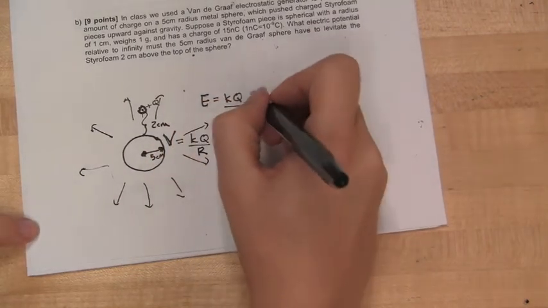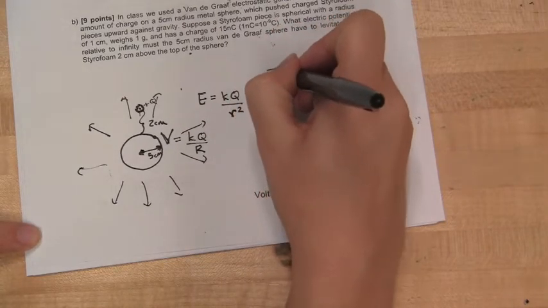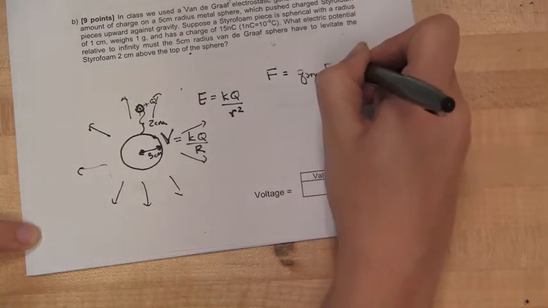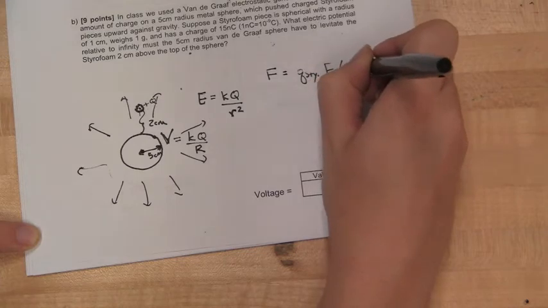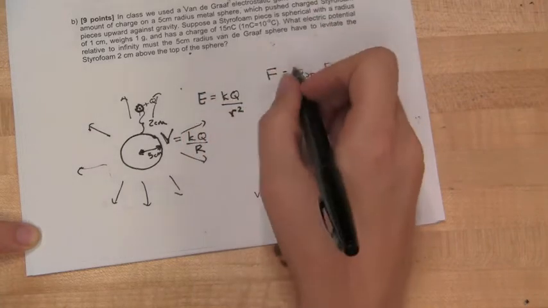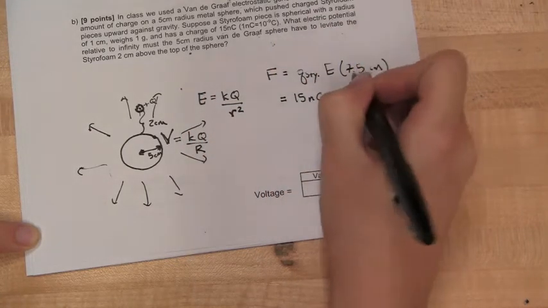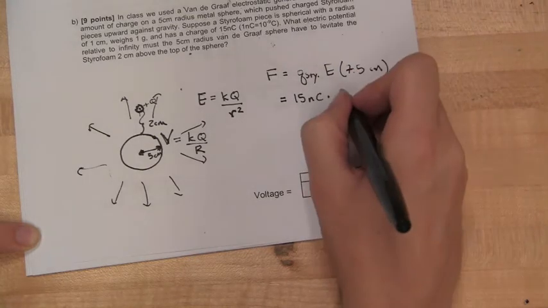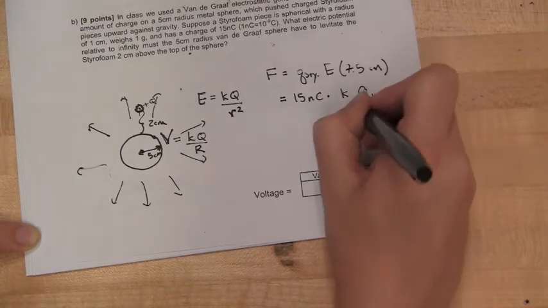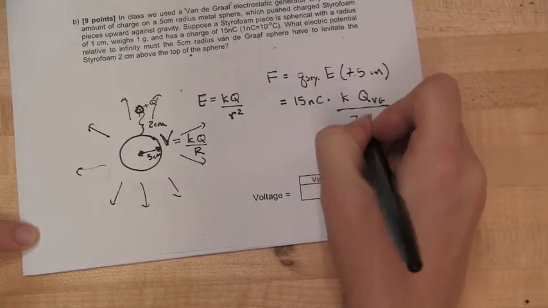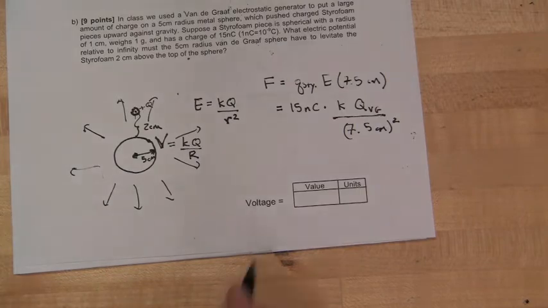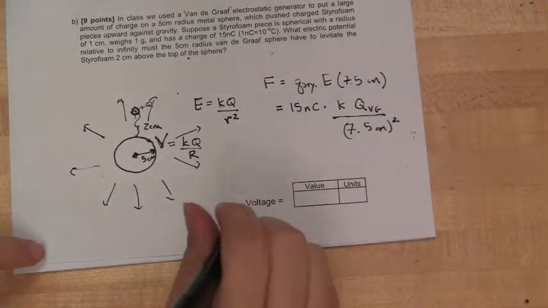So the force on our styrofoam is going to be the charge on the styrofoam times the electric field at a distance of 7.5 centimeters away. The charge on the styrofoam was 15 nanocoulombs, and the electric field 7.5 centimeters away is kq, where q is the charge on the Van de Graaff, over 7.5 centimeters squared. Okay, and we want this force to cancel the gravitational force on the styrofoam.